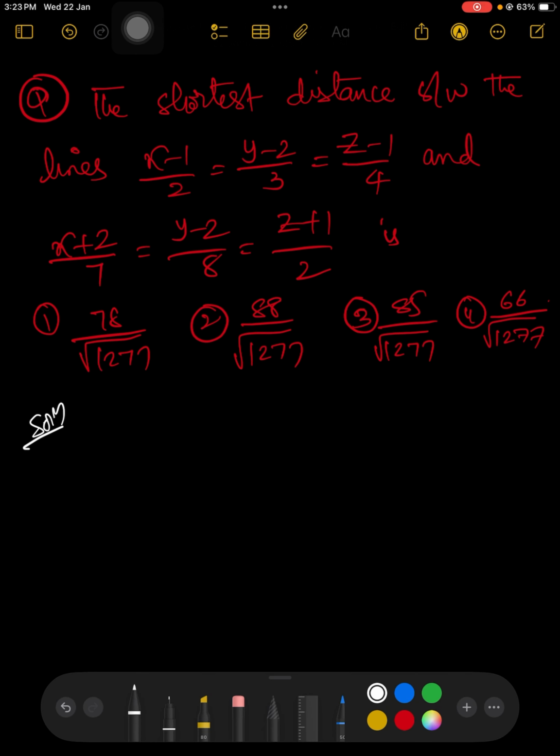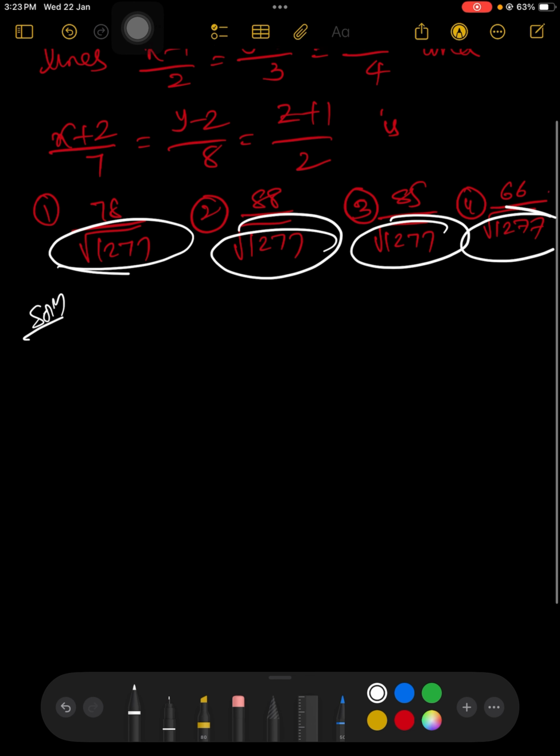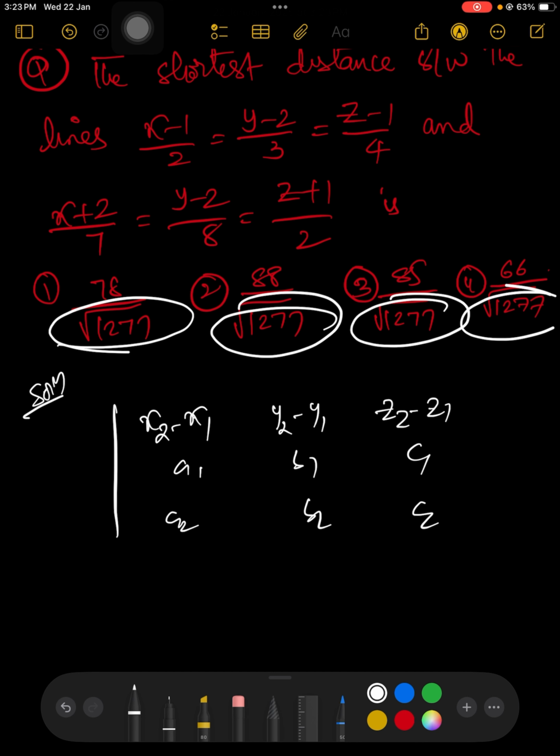The next very easy question from 3D is the shortest distance between the skew lines. And if you observe each and every option, all the denominators are the same. So there is no need to find the denominator. Let's find only the numerator, which is nothing but the determinant of x2 minus x1, y2 minus y1, z2 minus z1, a1, b1, c1, and a2, b2, c2.